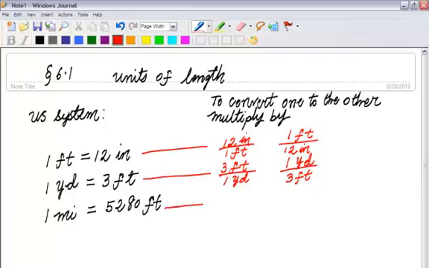And the last thing, how do I convert between miles and feet? If I'm converting miles to feet, I'm going to put 1 mile in the denominator and 5,280 feet in the numerator. And if I am converting feet into miles, then I'm going to do the opposite. 1 mile would be in the numerator, 5,280 feet would be in the denominator.